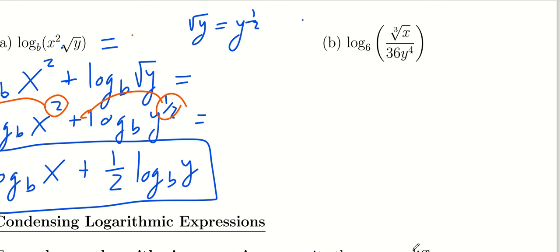Let's do the same thing for the next one. We have log base 6 of the cube root of x divided by 36y to the 4th. At its heart, the fundamental operation on the inside is division. So we're going to use the quotient rule for logs. The quotient rule for logs says it's the log of the numerator subtracting the log of the denominator.